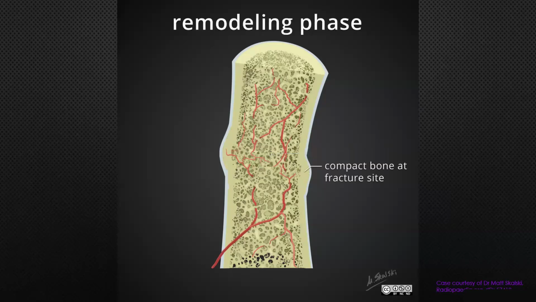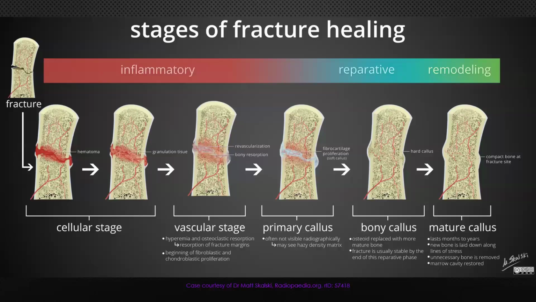And then the remodeling, which we said, I think, is on the order of months. I think we said 3 weeks to several months for remodeling. And at this point, it is the hard callus stage. So it is relatively stable. And then here's all that in one slide. So remember inflammatory, reparative, remodeling. Also remember hematoma, granulation. What was the reparative?